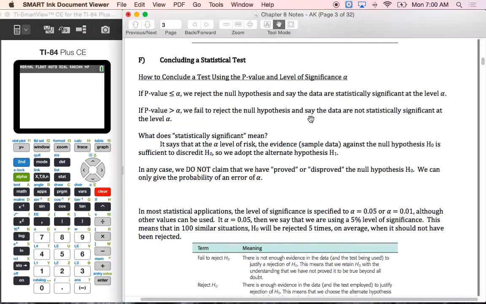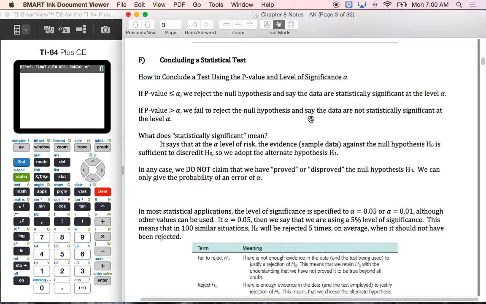So statistically significant says that at the alpha level of risk, the evidence against the null is sufficient to discredit the null, so we can adopt the alternate hypothesis. In any case, we do not claim we have proved or disproved the null hypothesis. We can only give the probability of an error of alpha. So you're technically not proving one way or the other, because there's still a slight chance that you could have found it incorrectly.